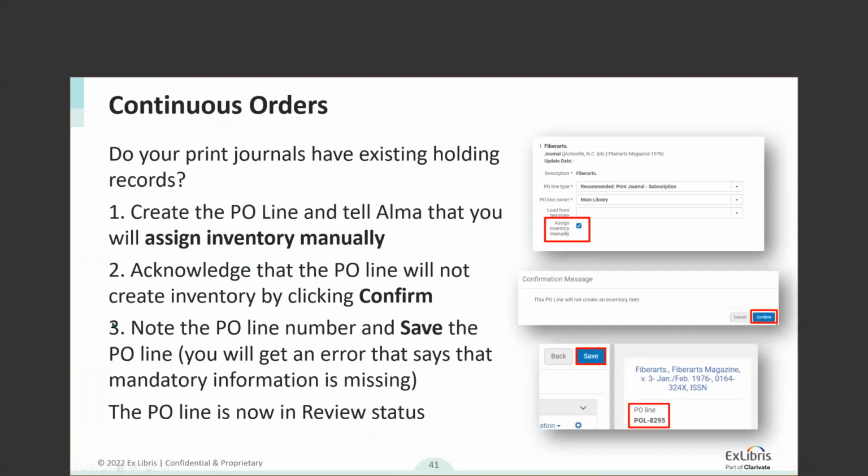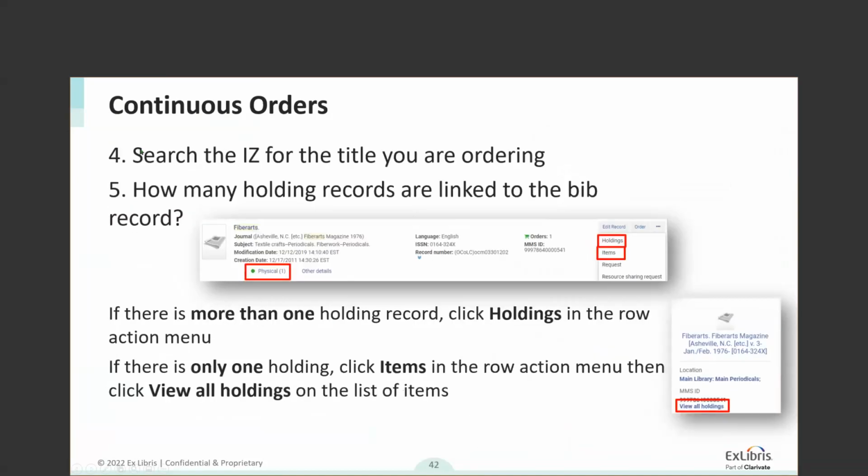So this setup is going to take a few steps. I'm warning you right now. At that point, note the PO line number, and this will show on the right side of Alma. Just click save on the PO line, so it'll be saved in review. So I've got my PO line number. Search in the institution zone for that title you're ordering.